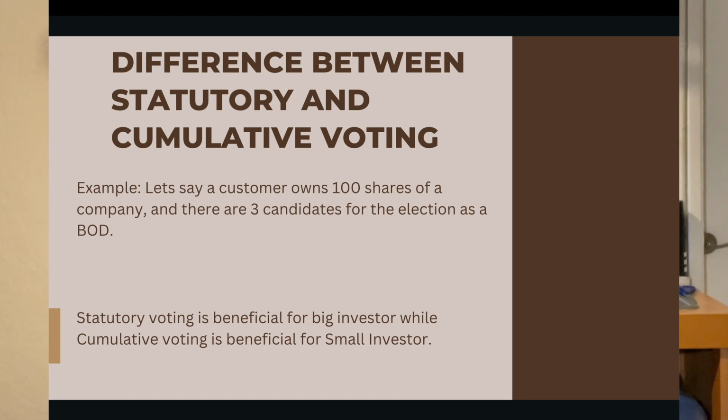But it's totally different in cumulative. The same guy has 300 votes in cumulative as well, but he can cast all 300 out of 300 for one candidate. So I'm guessing you probably understand it now. In cumulative, out of those total votes of 300, he can go for only one candidate by putting all 300 votes into that bucket. But in statutory, he can only cast a maximum of 100 votes for the 100 shares he held per one candidate. So he has to divide those total votes like 100, 100, 100, or he can give less.